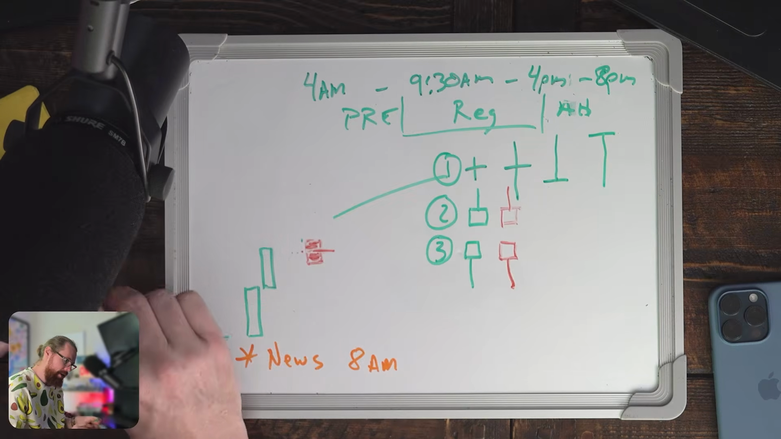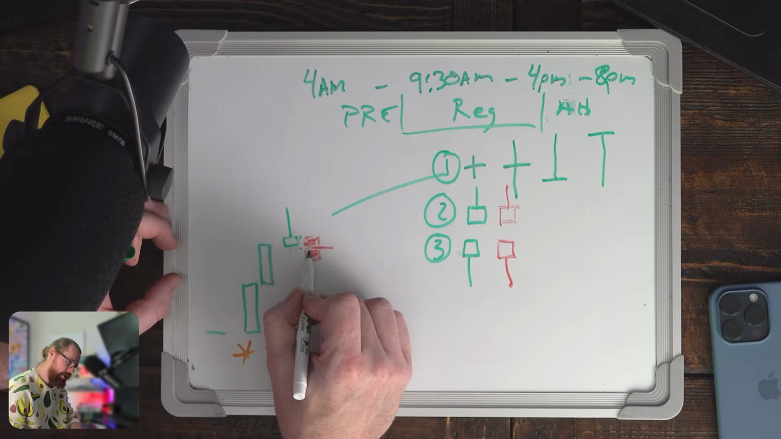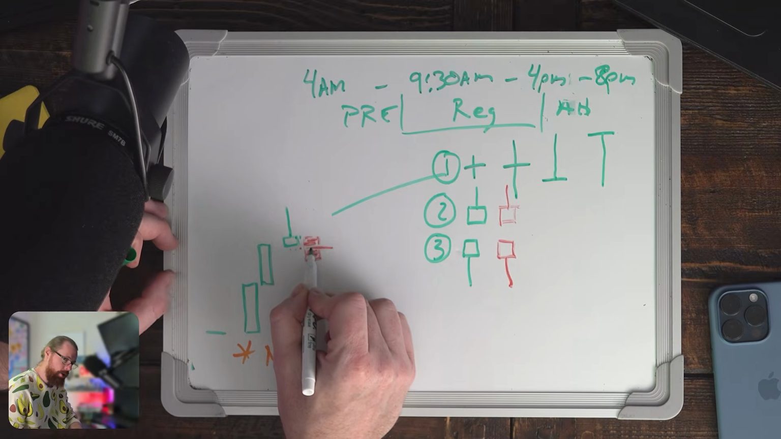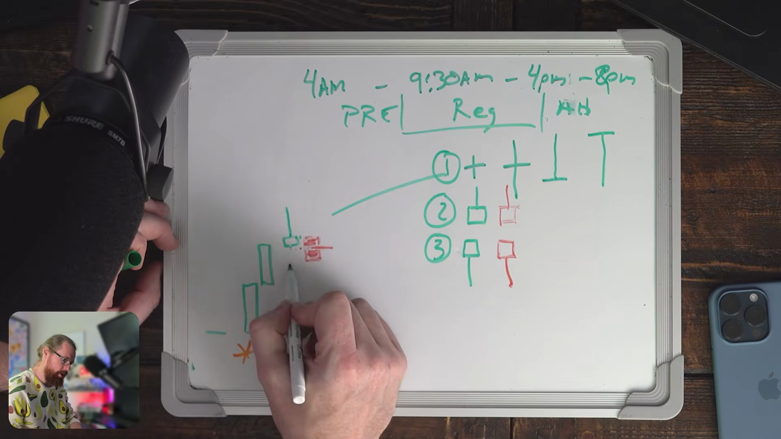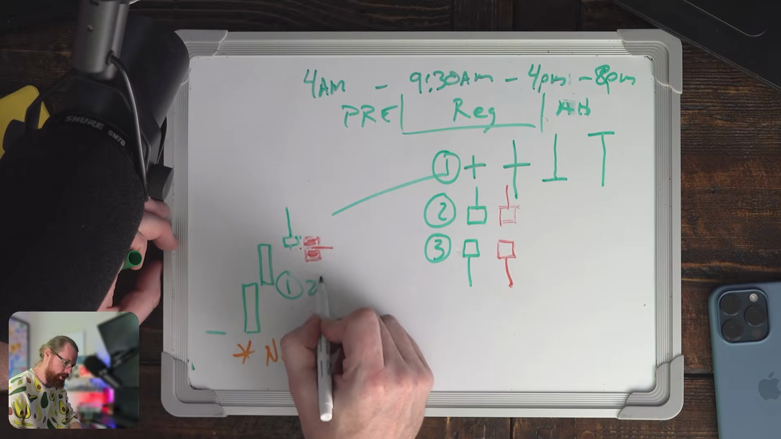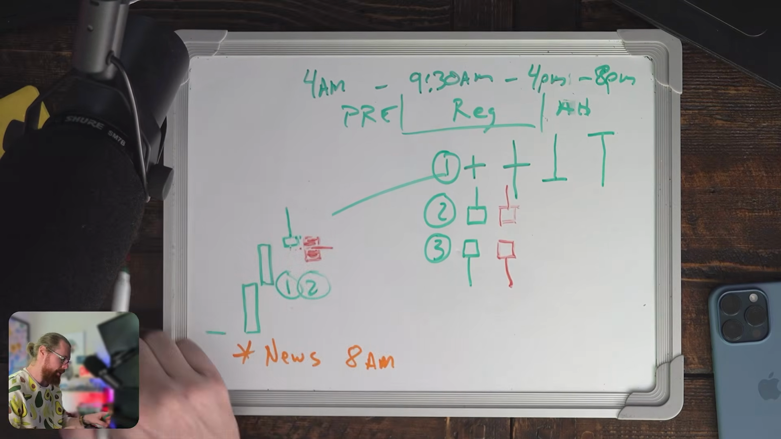If this is a shooting star, same thing. Shooting star, I would be getting out or taking a short position the second this next candle breaks the low of candle number 1. So this is a 2 candlestick pattern. That's 1. This is 2. The second this candle makes the new low, candle under candle, I'm out of the trade.